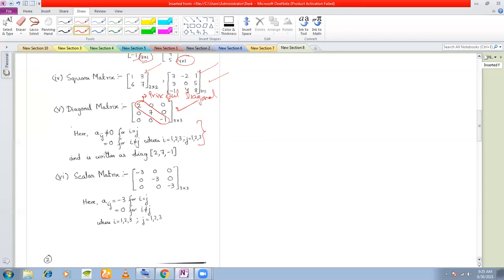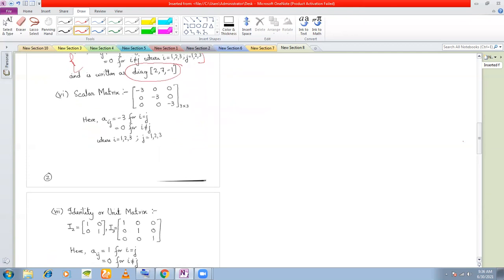This is the mathematical notation. You can go through this notation. A diagonal matrix like this can also be represented in this manner. So we can write this as diag(2, 7, -1). Sometimes we don't give commas, but the notation remains the same. If I am writing a matrix as diag(2, 7, -1), that means 2, 7, -1 will be the elements of the principal diagonal. All the other elements will be 0.